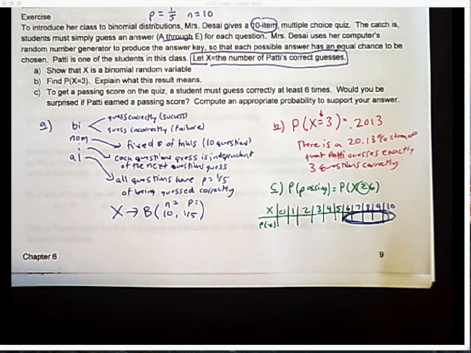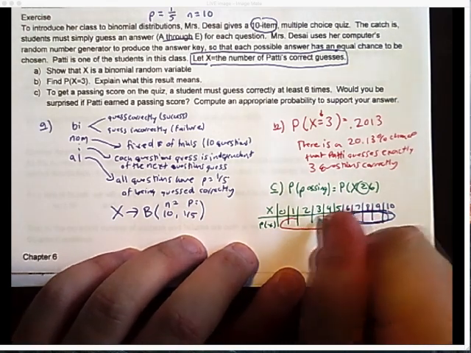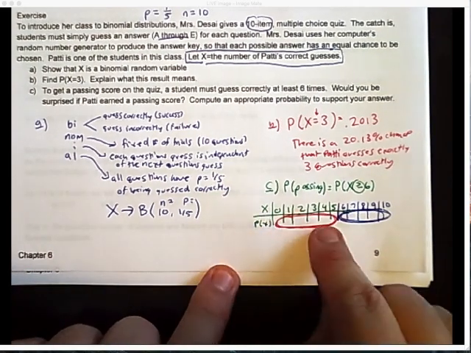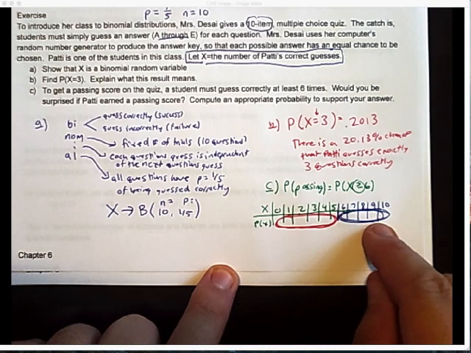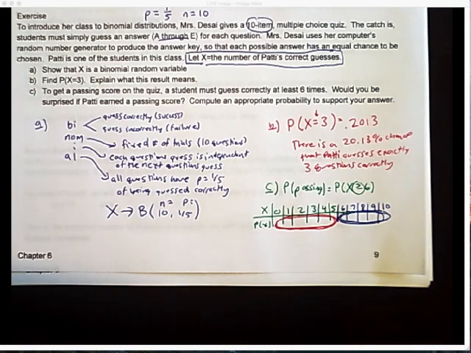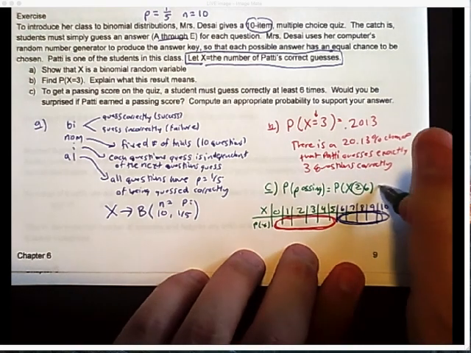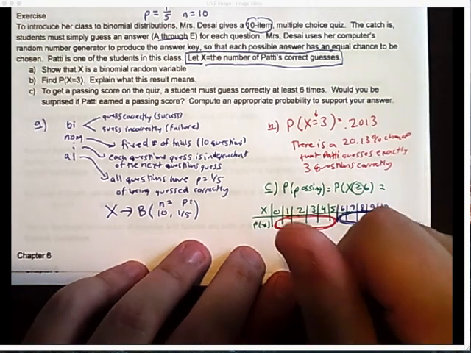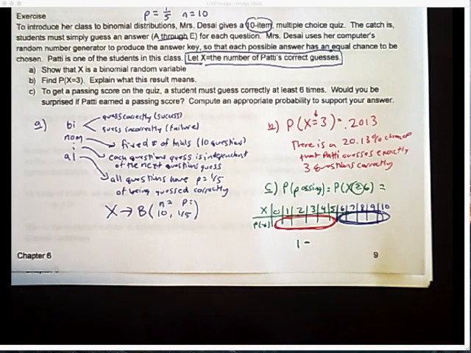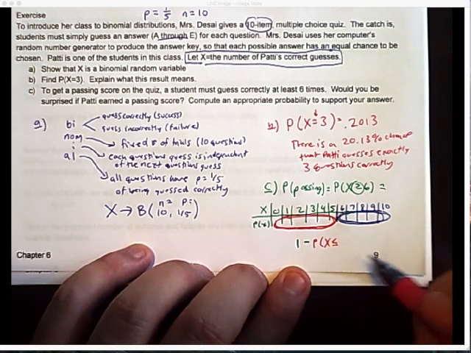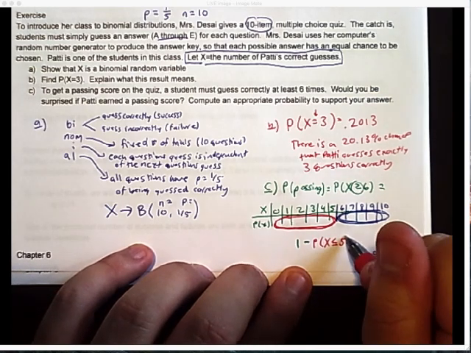An easier way to figure that out is you know that this circled part and this circled part together have to add up to 1. Okay, so the sum of all those reds and the sum of all these blues have to add up to 1. So to find this blue part, I can just do 1 minus the probability of the red part. And what's this red part? It's the probability that x is less than or equal to 5.